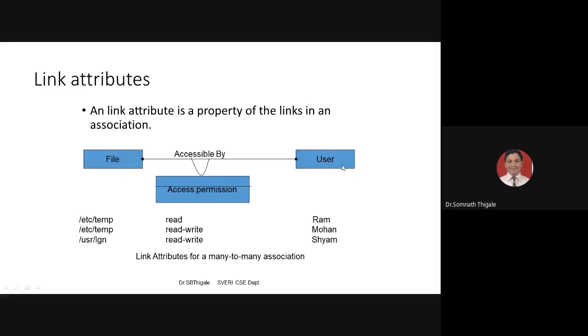For example, a user can access a particular file. To assign this, we need to give some semantics. Semantics means some rules and regulations. So this particular user may be able to access the file with full rights, maybe edit, copy, paste, delete, all the rights we can give to the users. That will be decided by the link attributes, which decide what kind of access that particular user has.